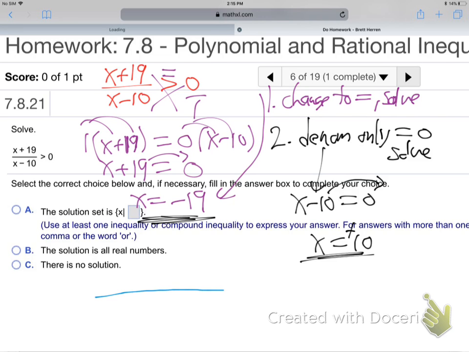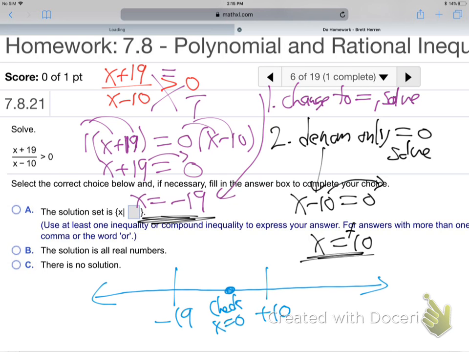So we go to the number line, and we put minus 19 and positive 10 on the number line. Is that good? And then we need to check. We have left, middle, right. So you can check wherever you want. I always go wherever 0 is. 0 is in the middle, isn't it? So 0 is right here. I'm going to check. X is 0 right there.